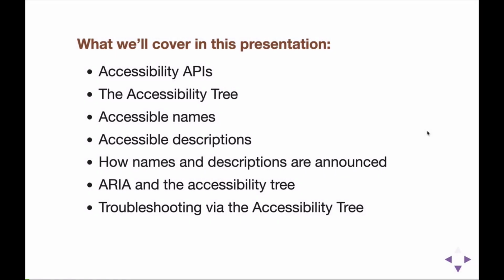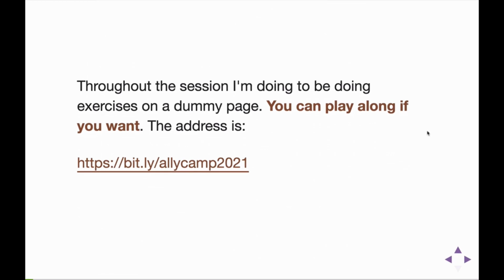So we're going to cover a range of things as part of this presentation. We're going to look at accessibility APIs, obviously the Accessibility Tree, and then we'll go into things like accessible names, descriptions, and how these names and descriptions are announced. We'll also look at a bit of ARIA and how it affects the Accessibility Tree. And finally, a bit of troubleshooting using the Accessibility Tree. Let's get into it.